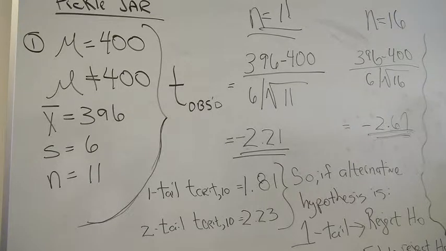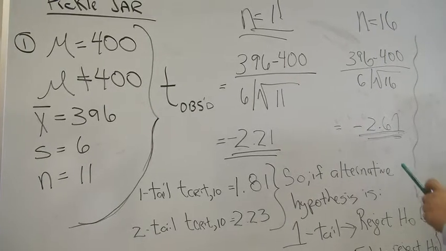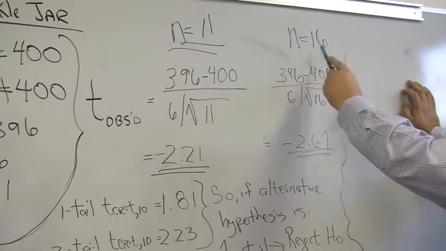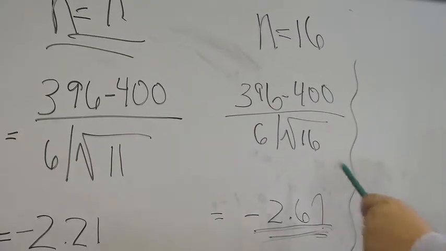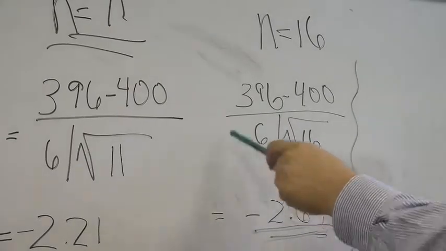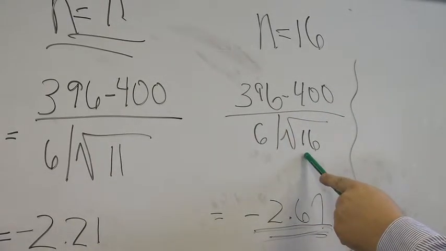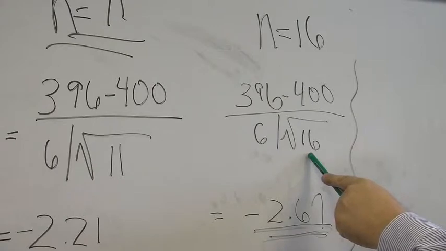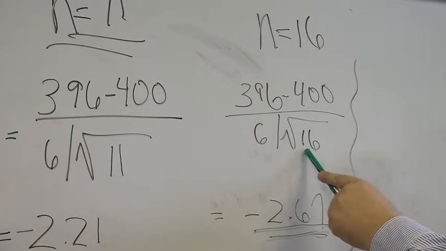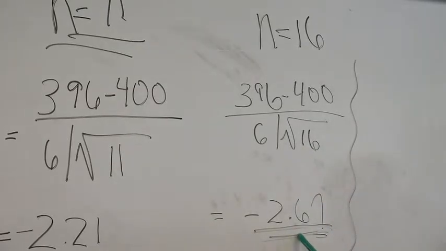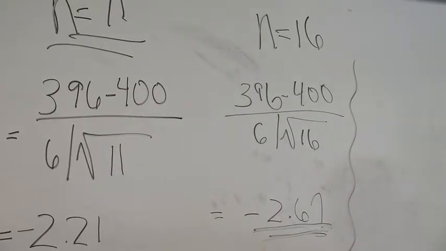I then asked you to increase the sample size from n equals 11 to n equals 16. So here are my computations for that. The only thing that changes in calculating the t-value is that our denominator is our sample standard deviation 6 divided by the square root of 16, our new sample size. So I calculated the observed t-value at negative 2.67.